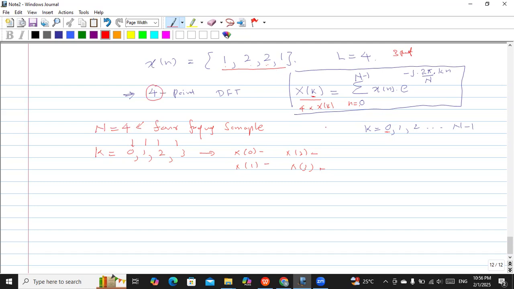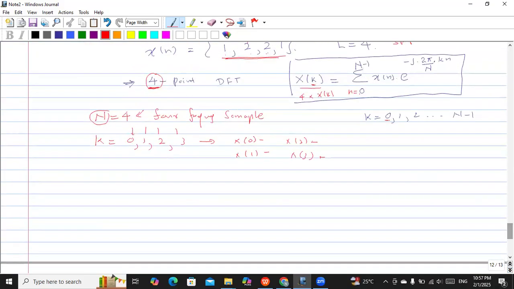There may not be enough frequency samples. So at least this N should be greater than or equal to the length of this sequence. If we are finding the minimum, a 4-point DFT, we need to find 4 frequency samples corresponding to these 4 time samples. Now it is very simple, and you can already see what we need to do.